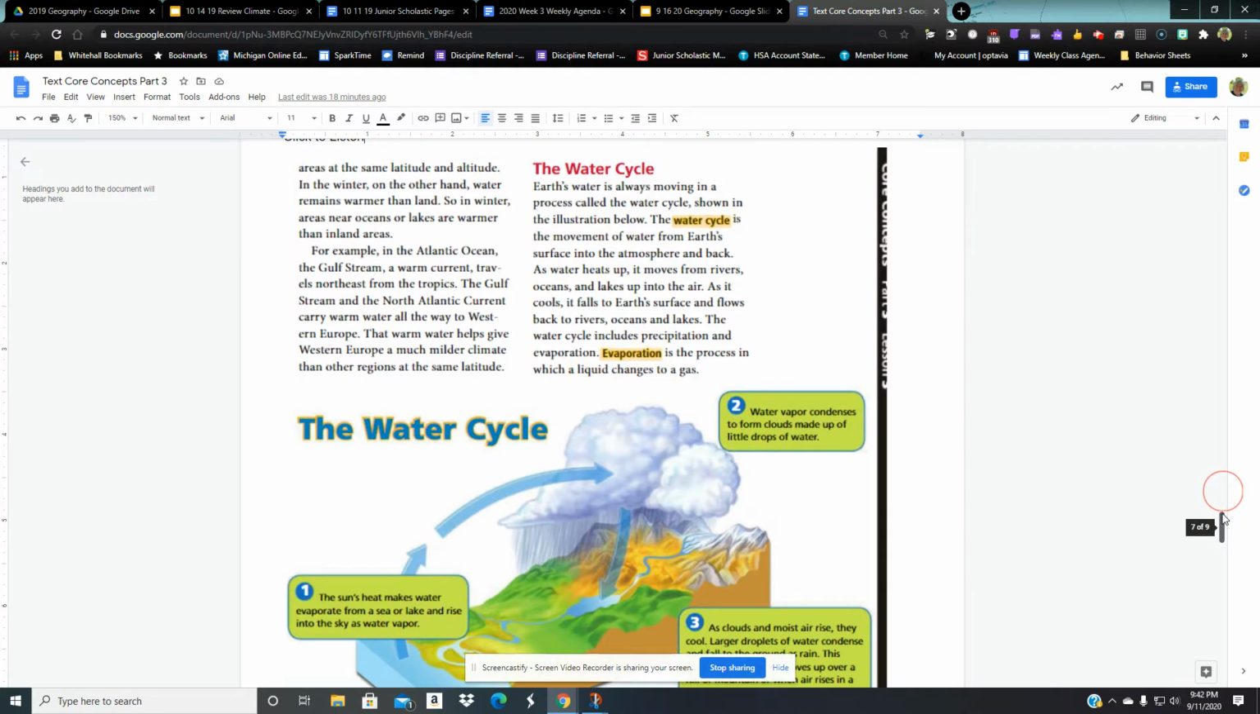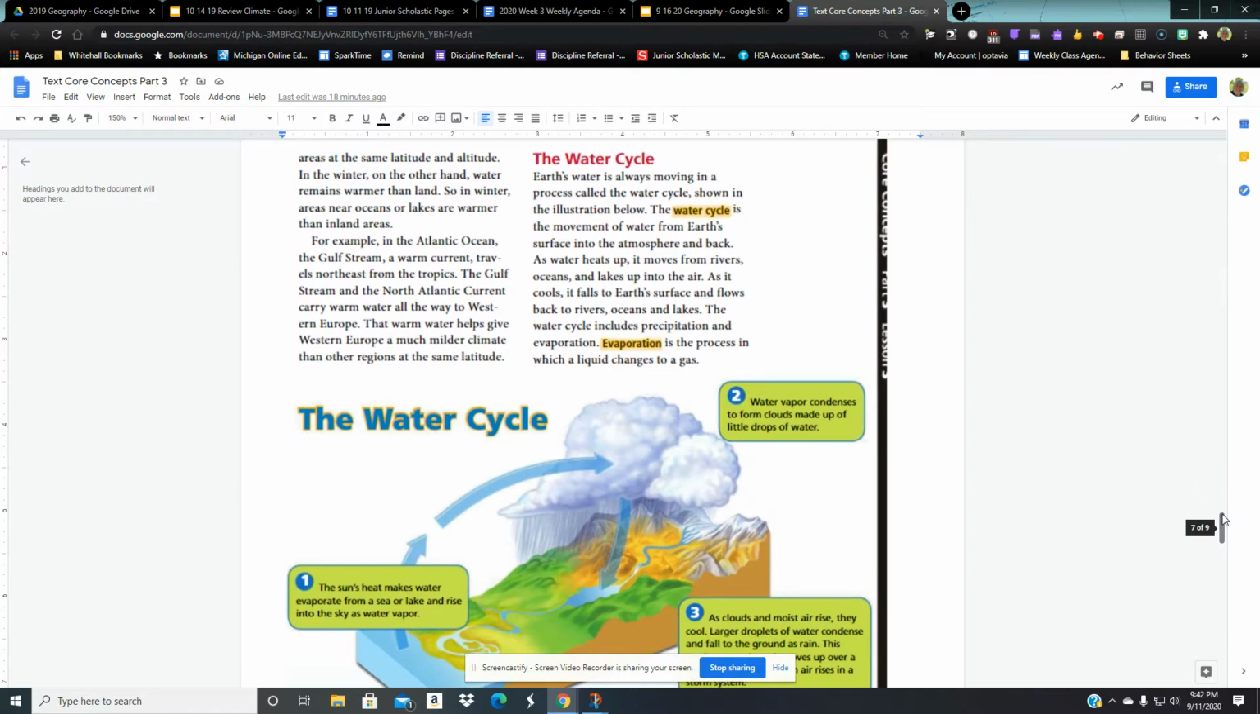So along our coast, like in Washington state, they get a lot of rain, but they don't get the snow because of the warm ocean currents. For example, in the Atlantic Ocean, the Gulf Stream, a warm current, travels northeast from the tropics. The Gulf Stream and the North Atlantic Current carry warm water all the way to Western Europe. That warm water helps give Western Europe a much milder climate than other regions at the same latitude.